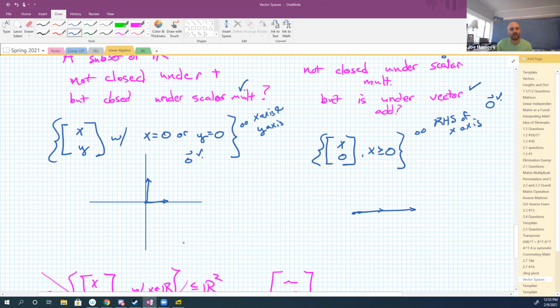We could write down coordinates and check. Really, it amounts to something times 0 is 0. What about addition, though? What happens if I add those two vectors that I've drawn together? Yeah, you get one that's off the axis, right? If you add these two vectors together, you get this guy. That one's not in my subspace. Outside. So this thing's closed under scalar multiplication, but not closed under vector addition.